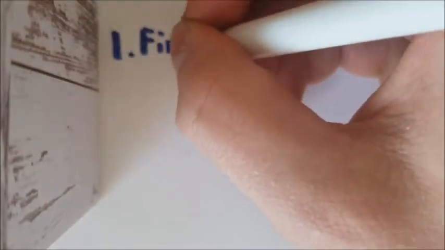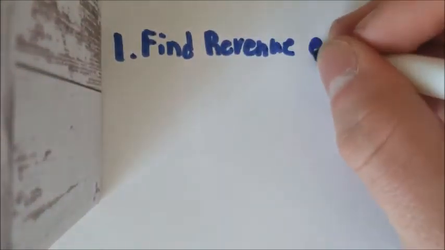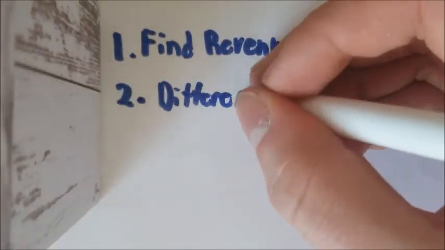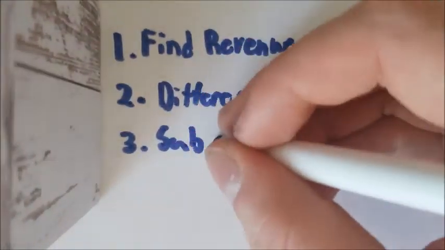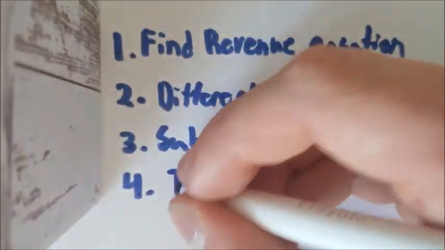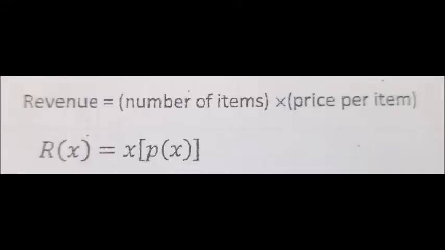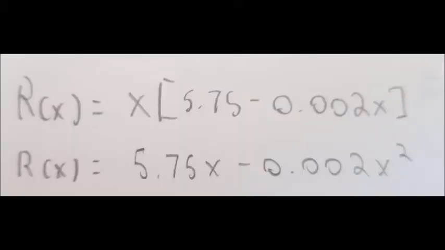The steps to solve this question are first finding the revenue equation by using our price equation. We will then differentiate the function and finally sub the value back into both equations. Then write therefore statements. To find the revenue equation, the formula is multiplying the number of items by the price per item.